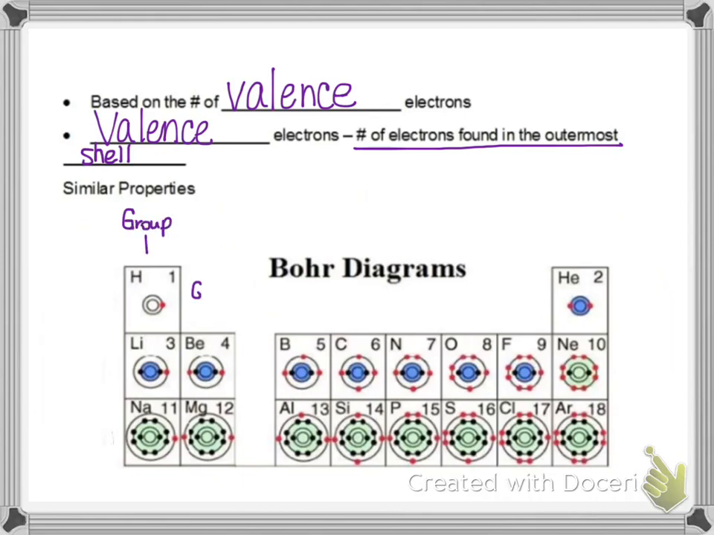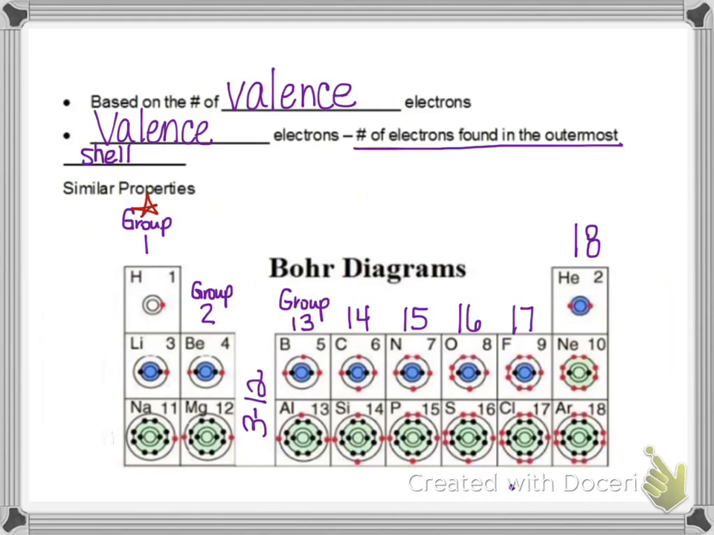Let's look at some examples here. Here's group 1, here's group 2, here's group 3 through 12. That's the transition metals. We will not talk about the Bohr diagrams on those because they don't always follow the same rules as some of the others we're looking at. Group 13, group 14, 15, 16, 17, and group 18, or family 18.